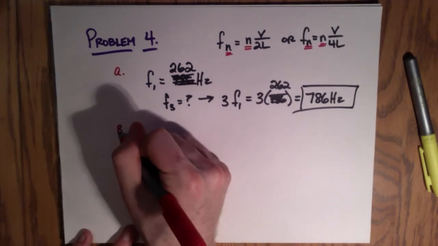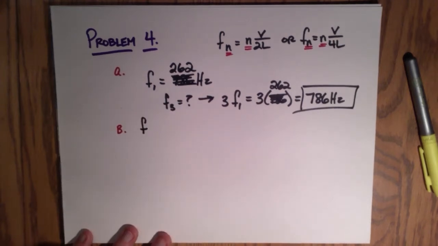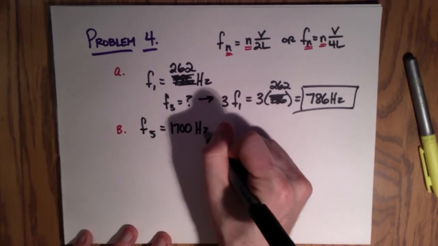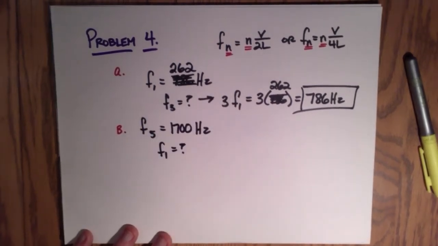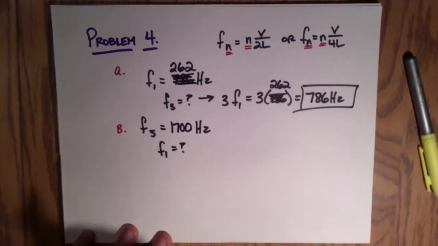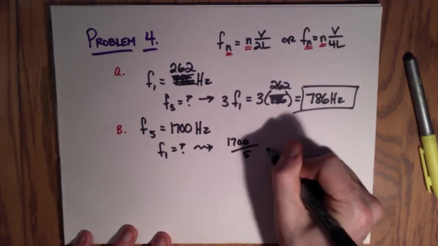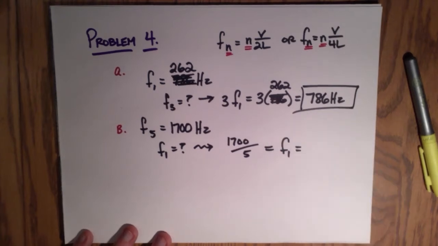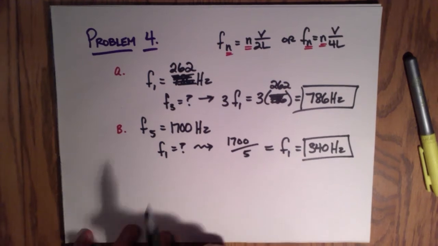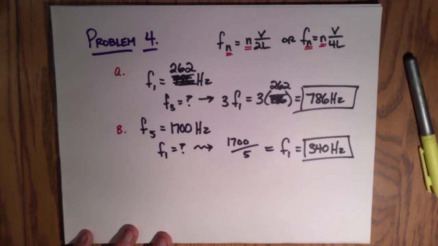If you want to look at part B, well, they're giving you the fifth harmonic. So you're given the fifth harmonic is 1700 hertz, and they want to know what is the fundamental. Well, you should be able to realize that since n is the only thing that changes, F5 is 5 times larger than F1. Therefore, if F5 is 5 times larger, I should be able to divide it by 5 and get F1, and that will give me 340 hertz. So it works in reverse as well. F1 to F3 multiply by 3. F5 to F1 divide by 5.